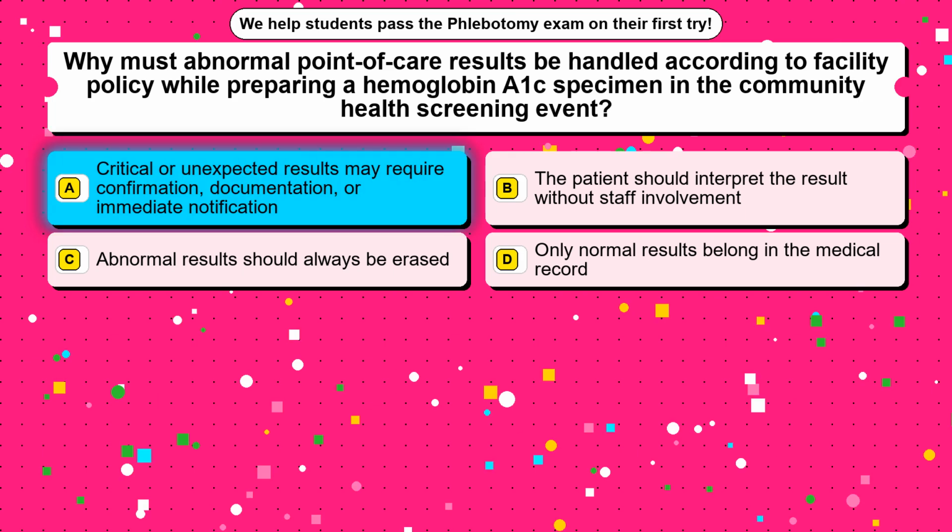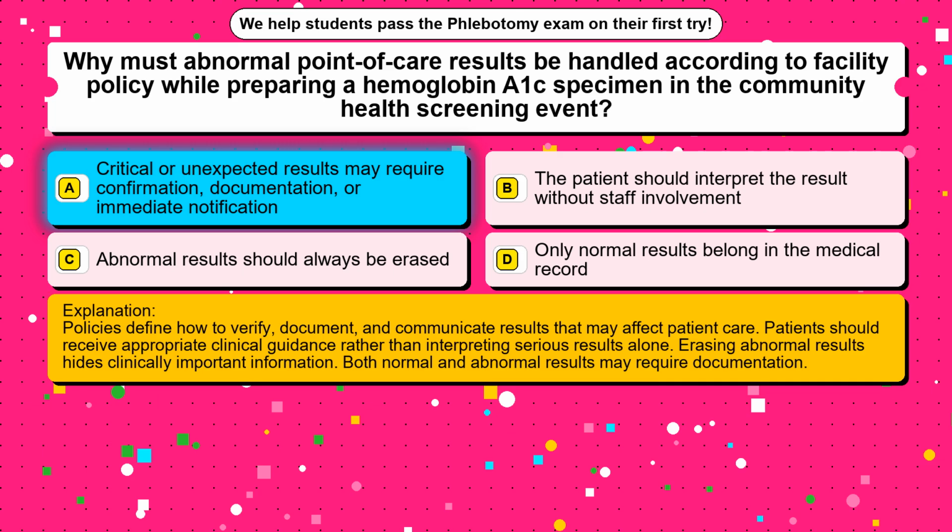The correct answer is option A. Critical or unexpected results may require confirmation, documentation, or immediate notification. Policies define how to verify, document, and communicate results that may affect patient care. Patients should receive appropriate clinical guidance rather than interpreting serious results alone. Erasing abnormal results hides clinically important information. Both normal and abnormal results may require documentation.